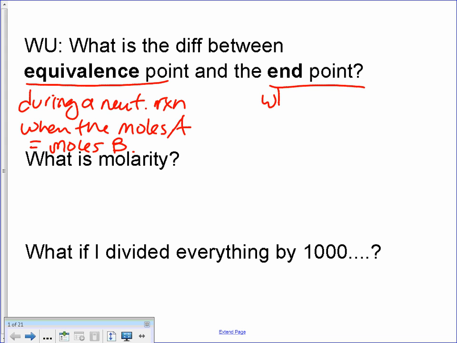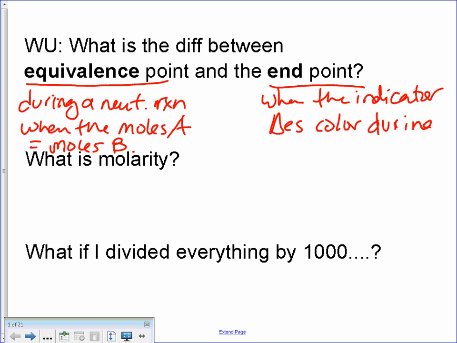So it's when the indicator changes color during the titration. And the titration is this same scenario, the acid-base reaction. So the titration is kind of like the lab procedure, but the lab procedure involves us adding an acid and base together. We cannot see the equivalence point, but we know it's there. We can see the end point because we can see the color change. But a really good titration will have these 2 points very close to each other. They may not be exactly the same point, but they're very close.